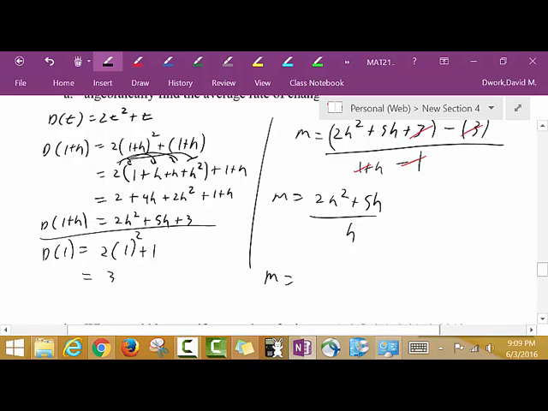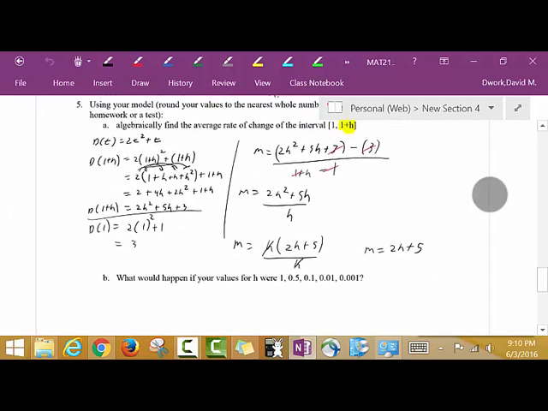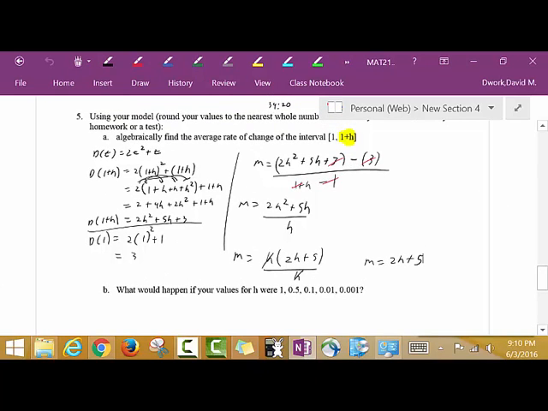And that's going to make me super happy because I can factor out my h, which is going to leave me with 2h plus 5 divided by h. Those h's divide, leaving me with the slope of m equals 2h plus 5. And there we go. So hopefully that algebra wasn't too tough to get through.